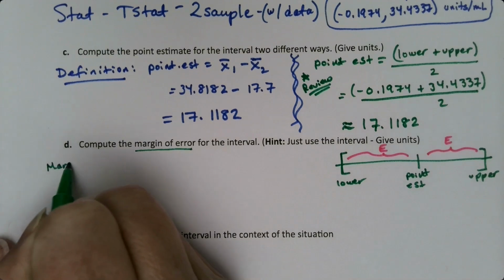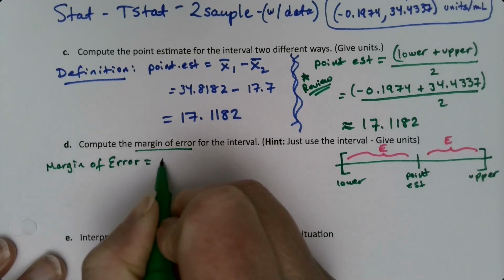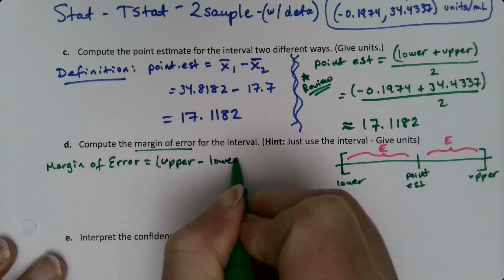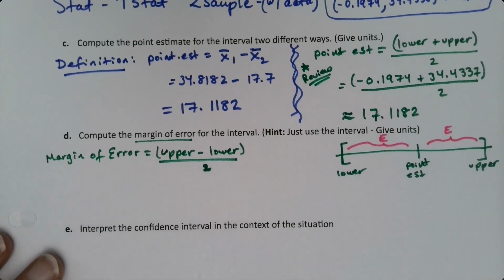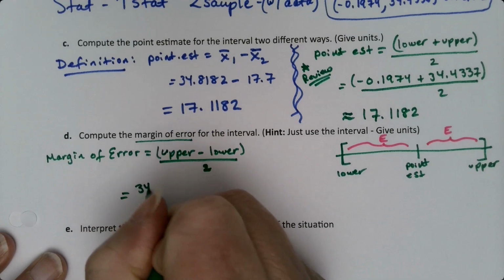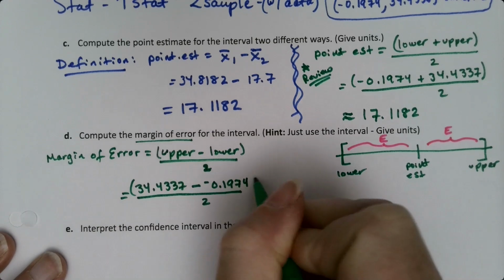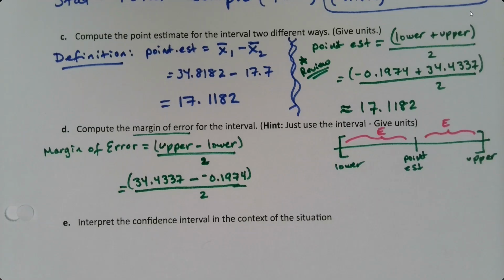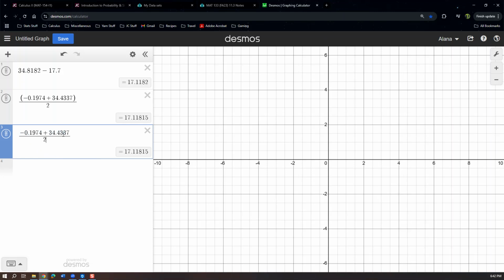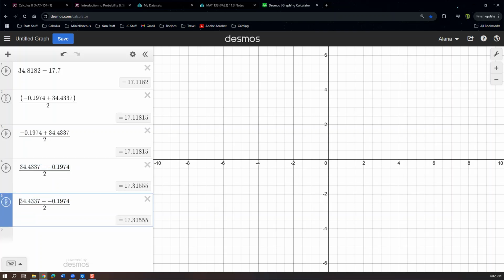So the margin of error is the upper minus the lower divided by 2. Now this is going to be a little tricky because this has a negative in it. So you're going to say it's 34.4337 minus negative 0.1974, all divided by 2 like that. And put it in parentheses. Okay. So if I go back, the problem with this method that I have here is that it's in backwards form. So I'm going to hit 34.4337 first, then minus negative 0.1974. And I'm going to divide it by 2. And again, you could put that numerator in parentheses as well, right? So if you start the parentheses here, it ends there, and that would also work. So it's 17.313.